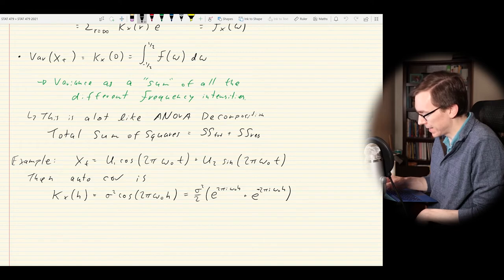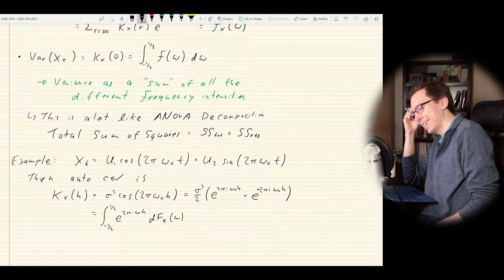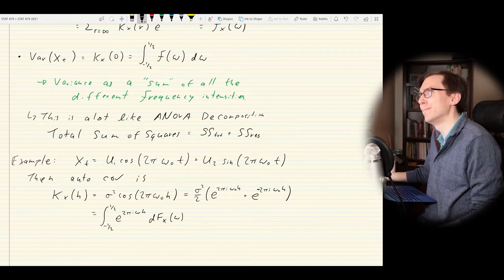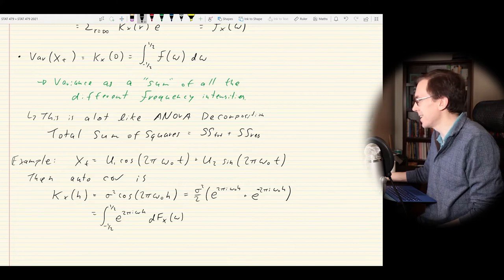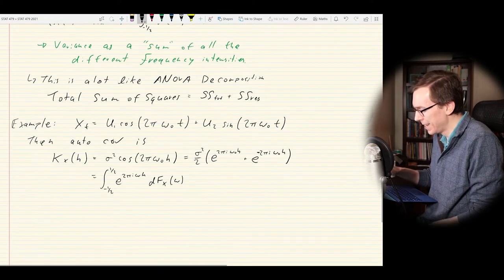And it turns out that this thing is the integral from -1/2 to 1/2 of e to the 2 pi i omega h. I guess we can write it as df. Actually, we should write it this way because I don't know if this is going to be differentiable. It's going to be two spikes, basically. It's not going to be the most interesting thing.